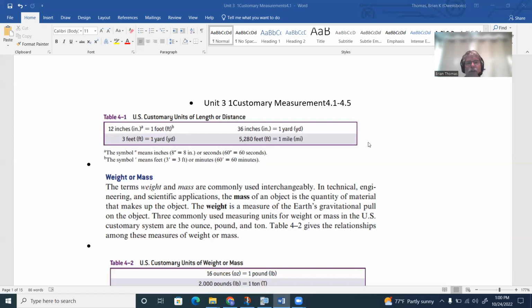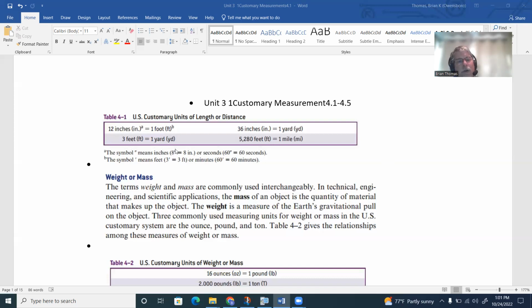So the first thing we're going to mention is units of length or distance. These are the ones we're probably most familiar with: 12 inches is a foot, 36 inches is a yard. Maybe that might not be as common, but 3 feet is a yard. We may know that one. And 5,280 feet is equal to 1 mile. We may have come across that somewhere in our classes, but we probably have not really applied that in the real world.